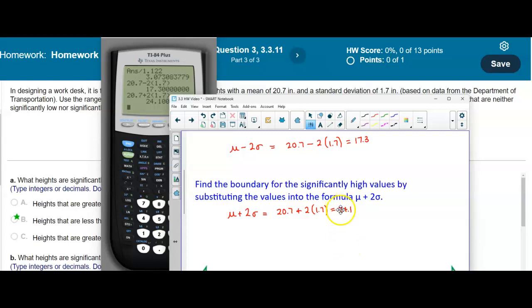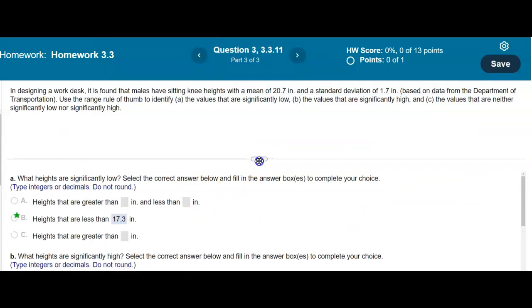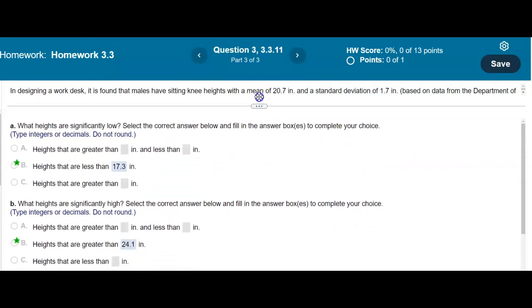So any values that are above 24.1 is going to be considered significantly high. So in this question, what heights are significantly high? We would say heights that are greater than 24.1 inches.